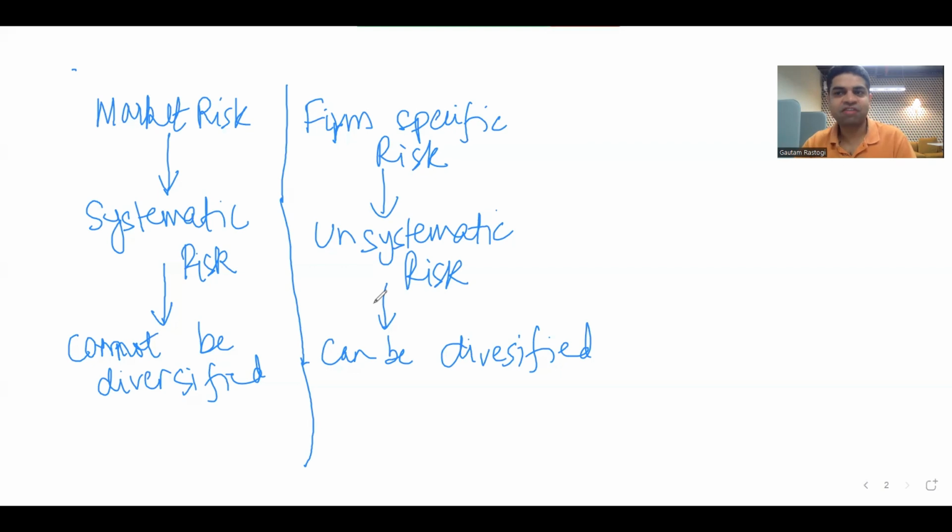If I'm a small investor, I just said beta measures the market risk, the exposure of a company to the market risk. That's what beta really measures. It measures this market risk.